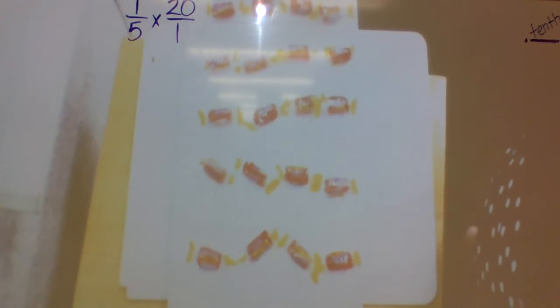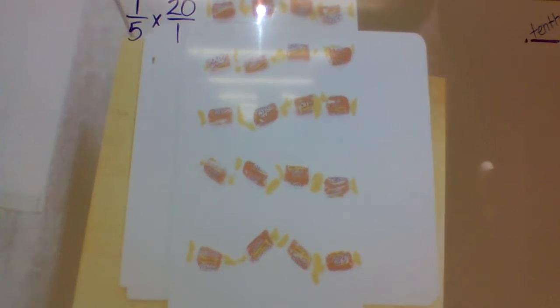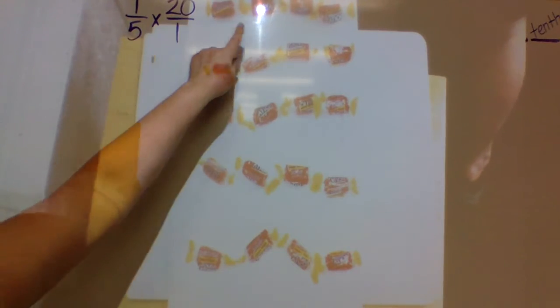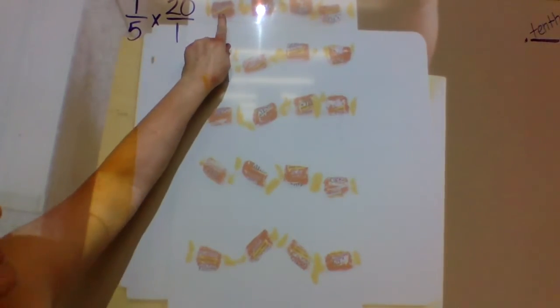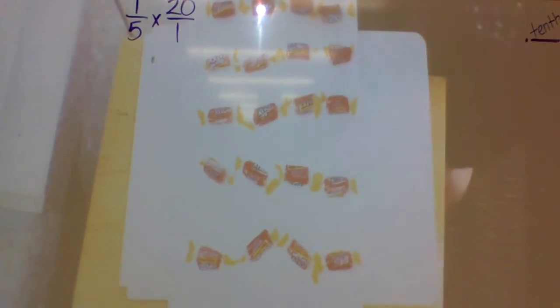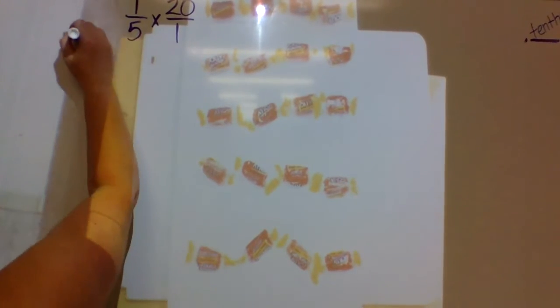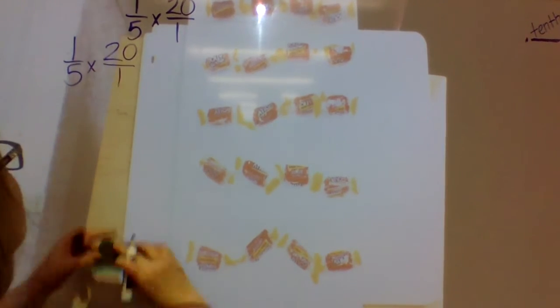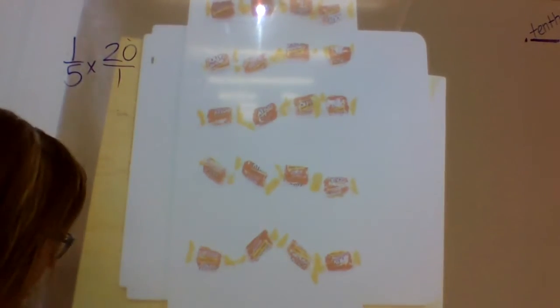Can you see them now? Yes. Okay, 5 groups, and so 1/5 of 20 is 1, 2, 3, 4, 5. It should be. Let's do the math and see. 1/5 times 20. I'm going to move this over a little bit so you can see it better and not get in the way of the candies.